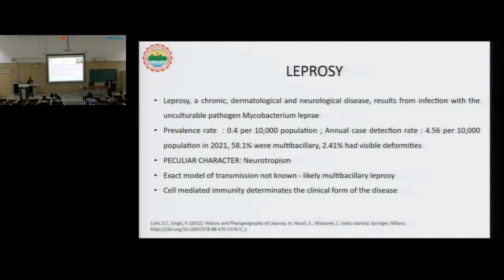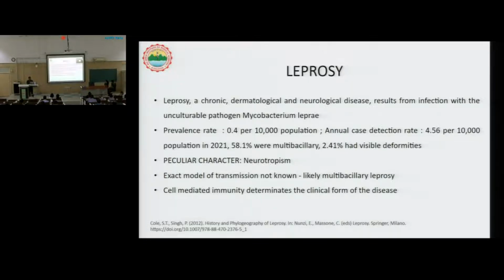The pathogenesis, spread, and incubation period are all debatable in Mycobacterium leprae. The peculiar characteristics of this pathogen are neurotrophism and dermatotrophism. The inter-individual variation in clinical presentation of leprosy is due to the ability of the host to mount cell-mediated immunity to the pathogen. So depending upon the cell-mediated immunity, patients can present in variable phenotypes.